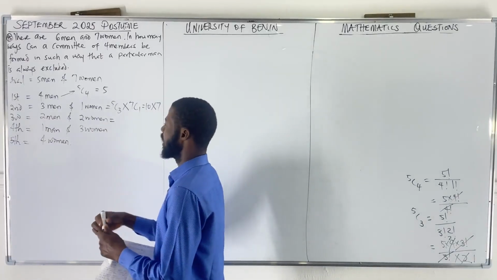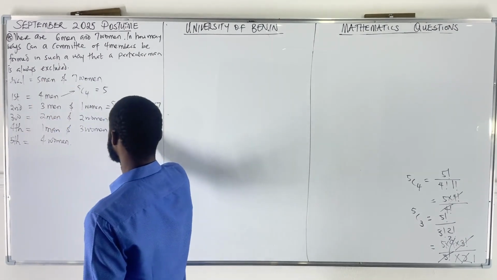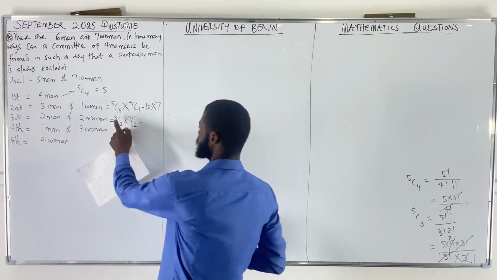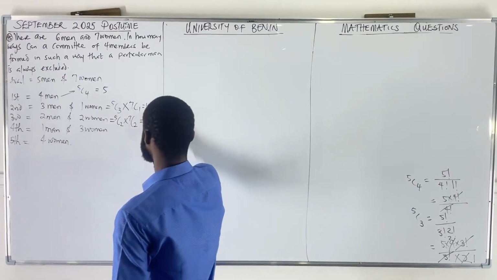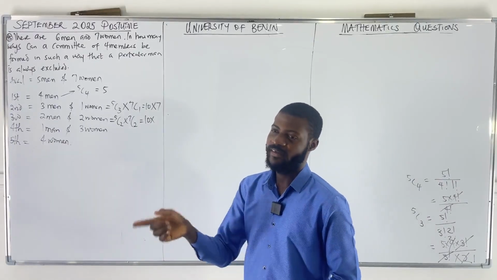Now, you need 2 men, but we have 5 men available. So that's 5 combination 2 times 7 combination 2. Now, 5 combination 2 would also be 10. 7 combination 2. 5 is gone.